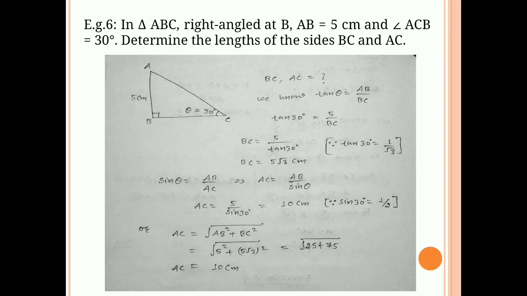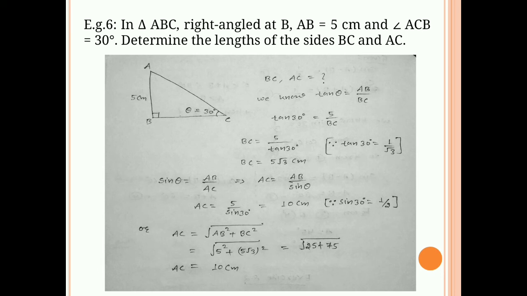Similarly, we know sin theta is opposite upon hypotenuse. In this triangle, opposite is AB and hypotenuse is AC, so AC will be AB upon sin theta. So AB is 5, and theta is 30 degrees, so 5 upon sin 30. Sin 30 we know is 1 by 2. So with 1 by 2, the 2 will go upside, and 5 into 2 we get 10 centimeters.